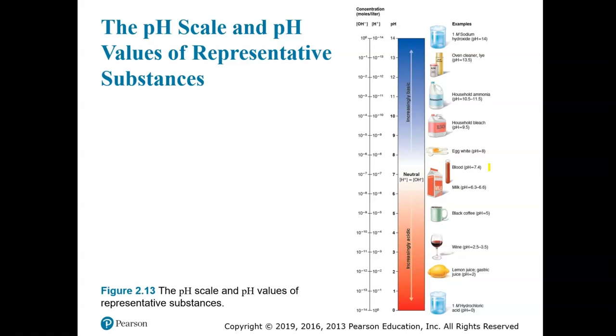A very weak acid is milk, pH between 6.3 and 6.6. So it's an acid, but it's a weak acid. It's a much weaker acid than hydrochloric acid or stomach acid, which can have a pH of 0 at its strongest. Lemon juice is a very strong acid as well, and then wine and coffee.